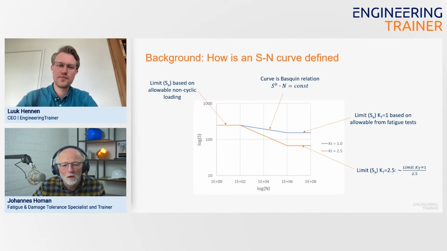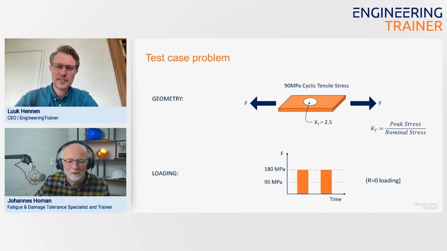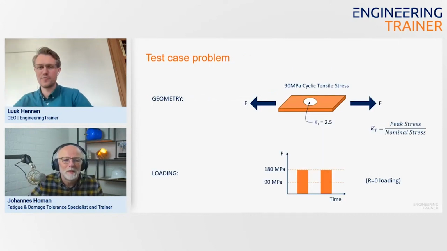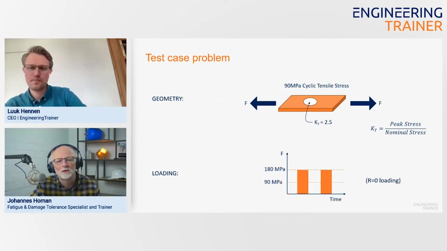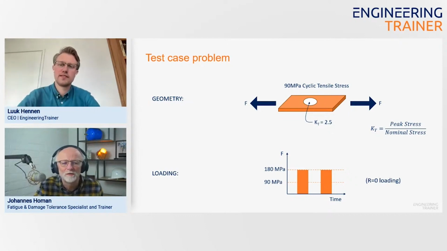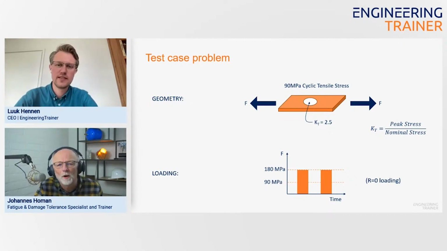Okay, shall we go to the next slide and define our test case problem? What we will do is basically analyze this very simple geometry component. It's a strip with a hole in it, and this hole creates a stress peak at the edge of the hole, 2.5 times larger than the nominal stress, and the nominal stress is the stress in the net section.